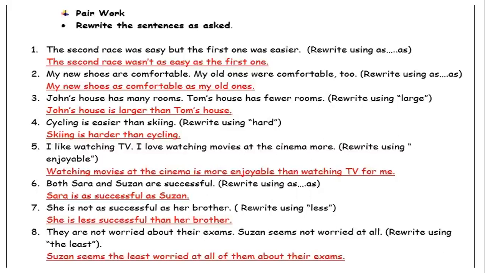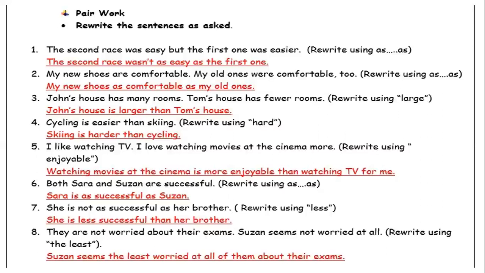Number 4, cycling is easier than skiing. Rewrite using hard. We can notice that easy is the opposite of hard and hard is the opposite of easy. So we can change skiing and cycling, and then I can answer this sentence as skiing is harder than cycling. So it gives me the same meaning as the first sentence, cycling is easier than skiing.